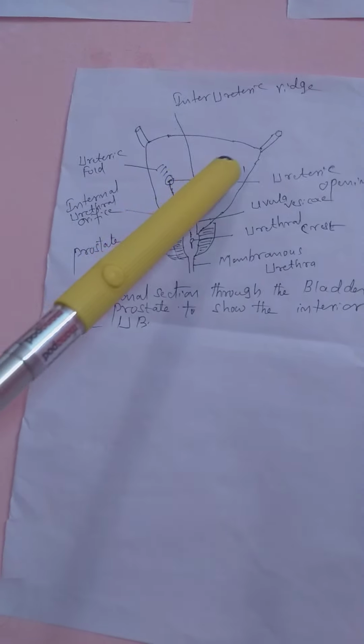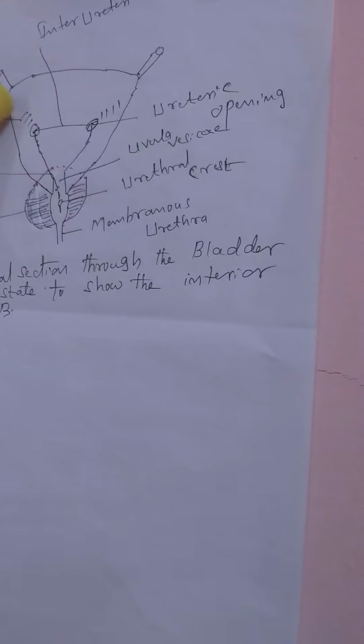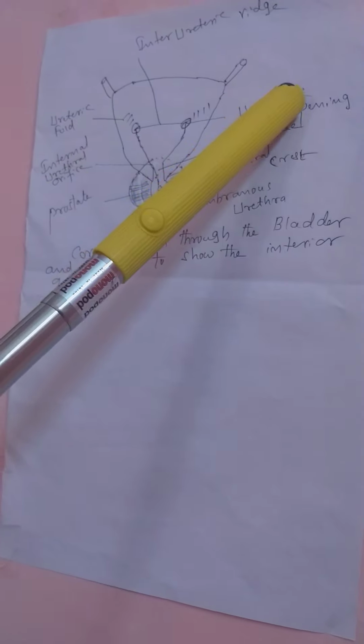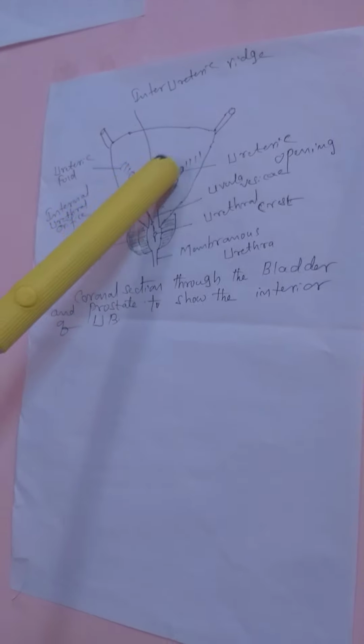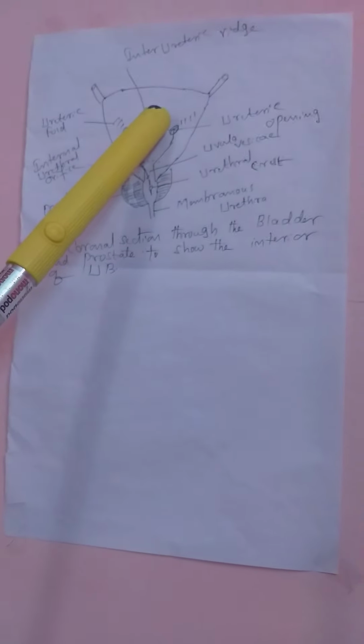Then anterolaterally there are two openings. These two openings are nothing but the ureteric openings. You can see the ureteric folds also, which are mucosal folds. And there is a mucosal ridge between the two ureteric openings, which is called the interureteric ridge.